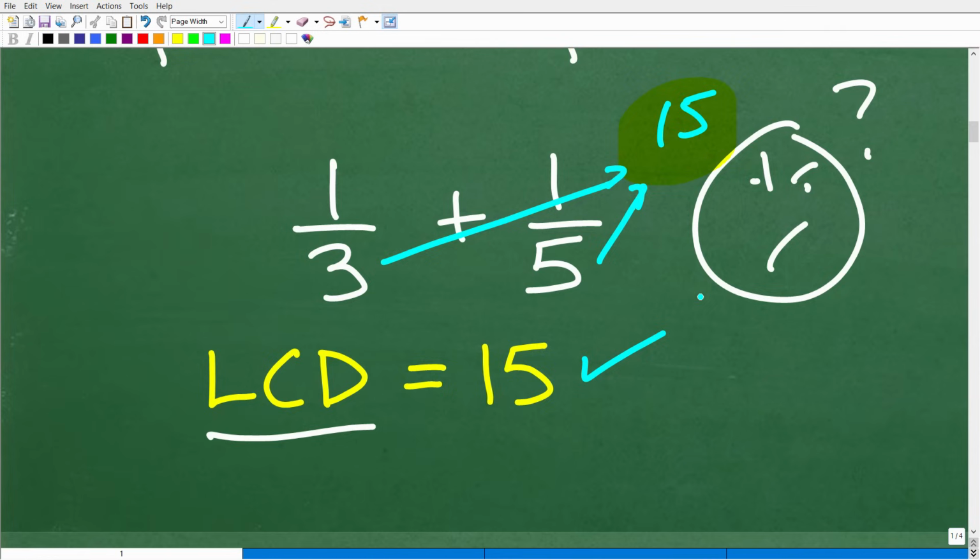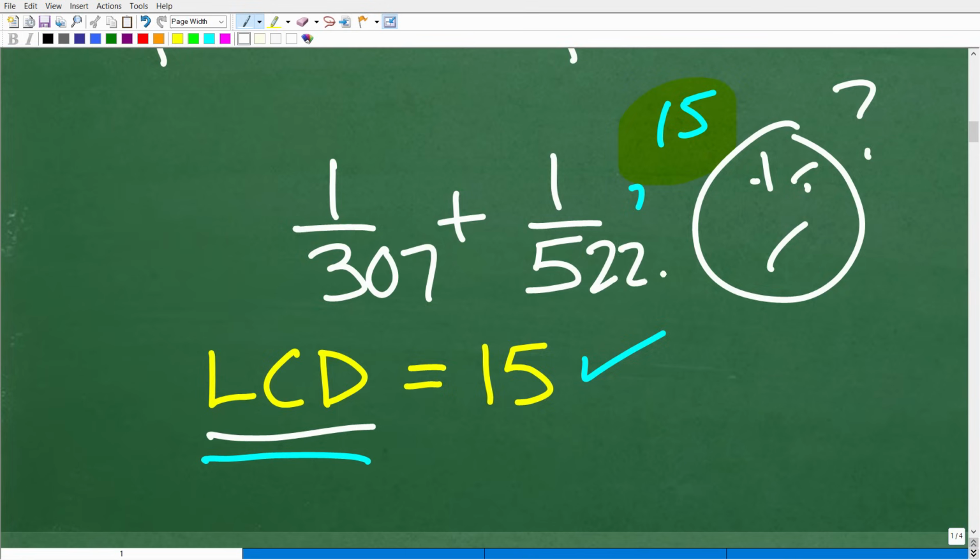But that's just a conceptual way to think about what the lowest common denominator is, because when we make the numbers more interesting, like let's say, for example, if I wanted to add these fractions, 307 plus 522, well, at this point, people are going to be like, I'm not doing that problem. I'm out of here, Mr. YouTube Math Man. Well, listen, I get it, but this is what this whole video is about.